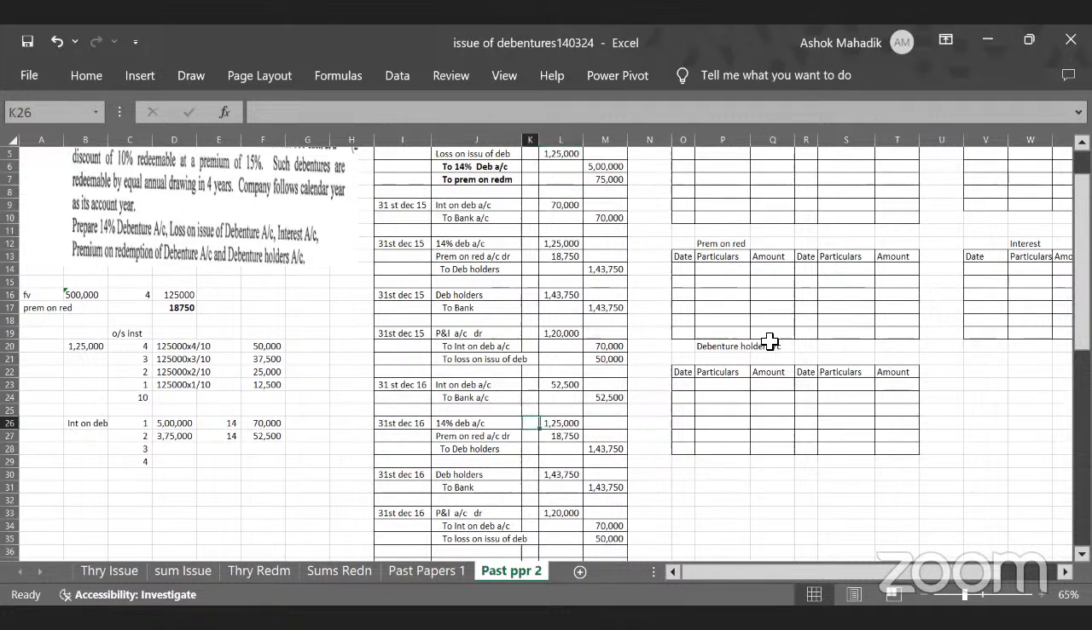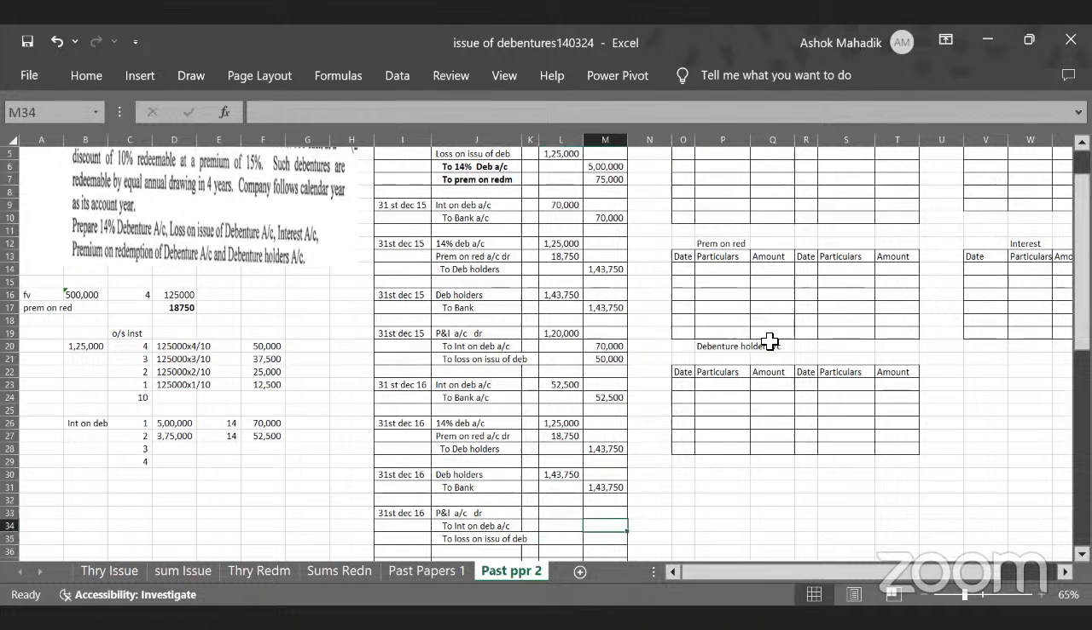Now in the second year again we are redeeming 125. 5 lakhs divided by 4, and on that 15% premium, 1872. So this same amount will be repaid in the second lot. Again the payment to debenture holders is the same amount. Transfer to P&L will be different now because interest will be different and even discount will be different.